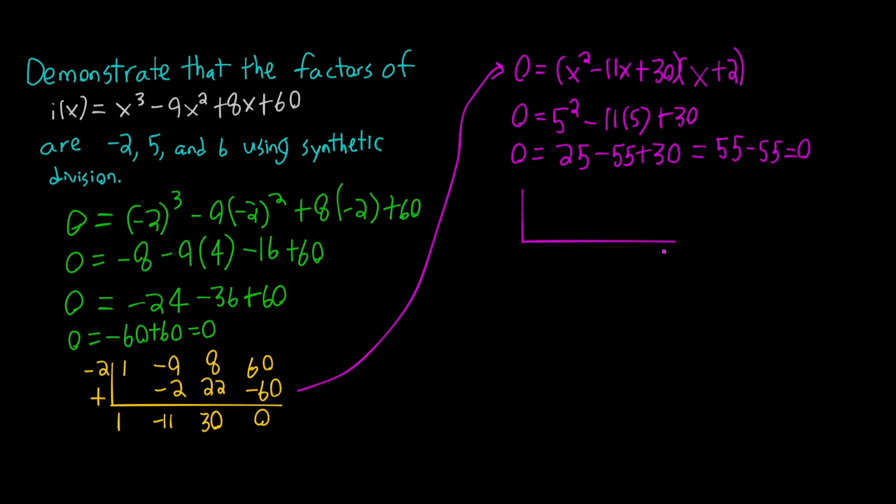So continuing with synthetic there, we're going to get 1, negative 11, and 30. And remember that we have 5 up top there. So we bring the 1 down. 1 times 5 is 5. Negative 11 plus 5 is, sorry, that should be negative 6. Negative 6 times 5 is negative 30. 30 minus 30 is 0. So what we find is that I(x) is going to factor to equal (x minus 6)(x minus 5)(x plus 2).